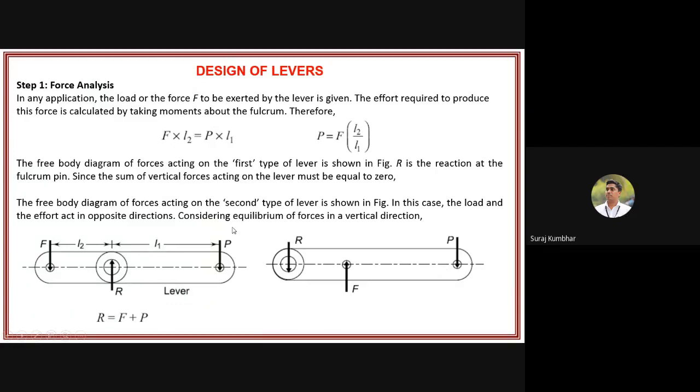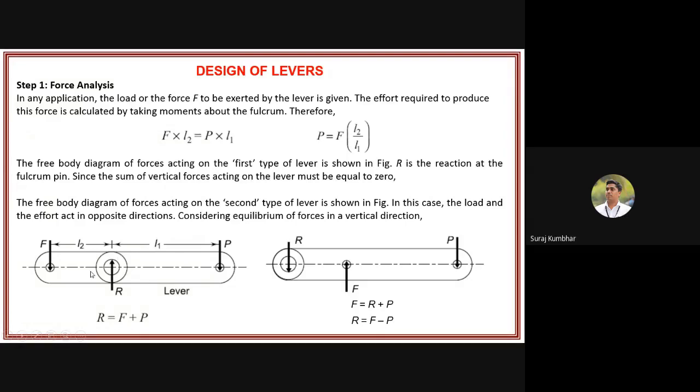Considering the equilibrium of forces in the vertical direction, what do I get? F is in the upward direction, and R and P are in the downward direction. So F equals R plus P. So here you can find out, in the case of a second order lever, the reaction at the fulcrum R equals F minus P.